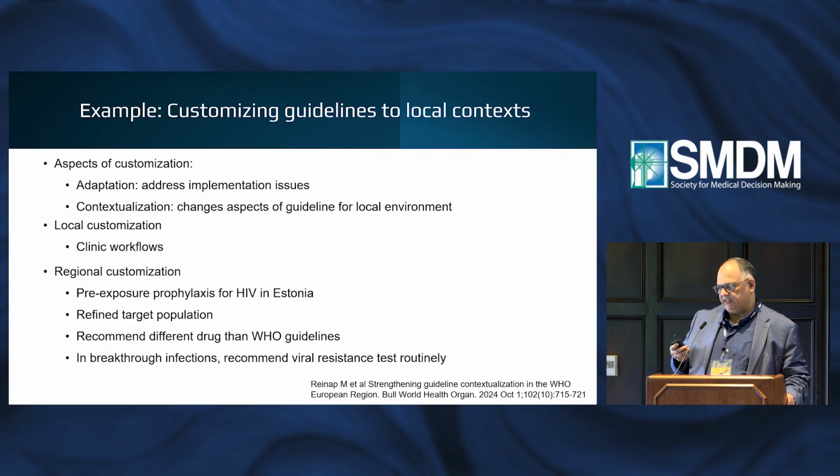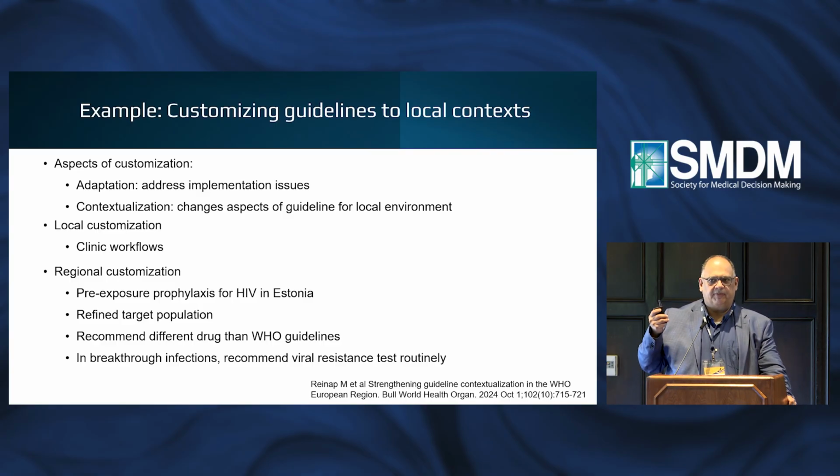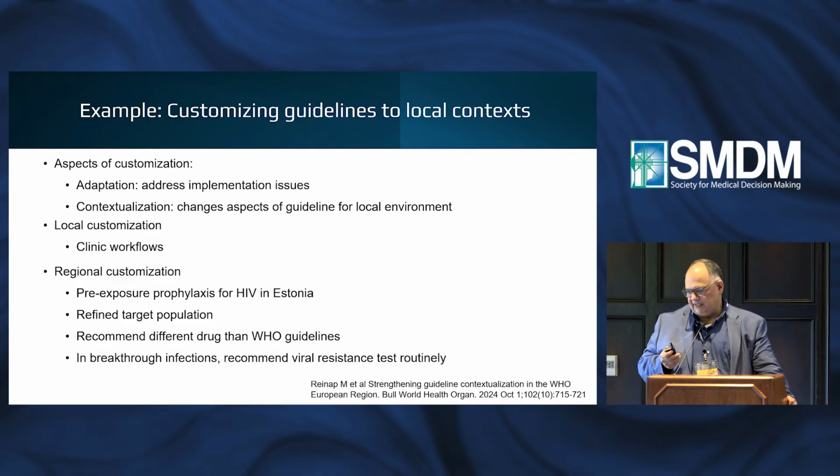Whereas regional customization might be something that occurs at a higher level. And the example I chose here is about pre-exposure prophylaxis for HIV in Estonia. So the authorities in Estonia were thinking about what drugs and which populations to recommend should receive pre-exposure prophylaxis. They had the WHO guidelines. They looked at what other countries were doing. They didn't actually adopt the WHO guidelines as written. They adapted them for the local context. So they had a slightly different target population, and they ended up actually recommending a different drug than what was recommended in the WHO guidelines.